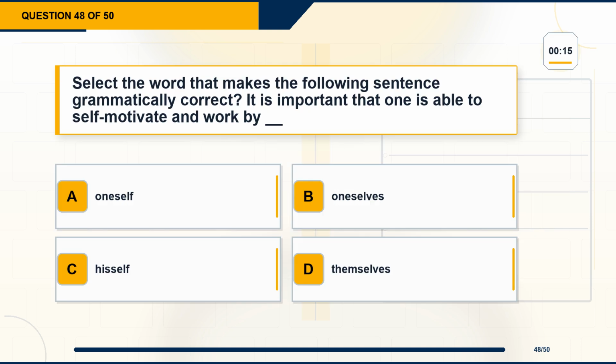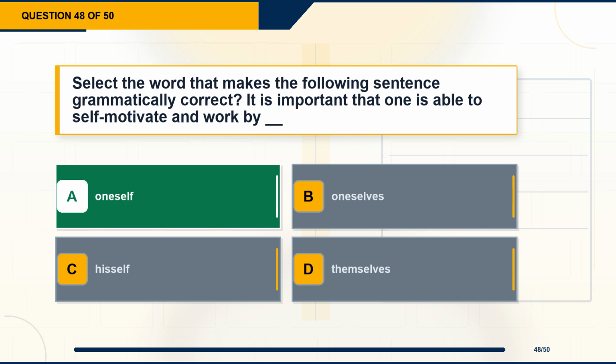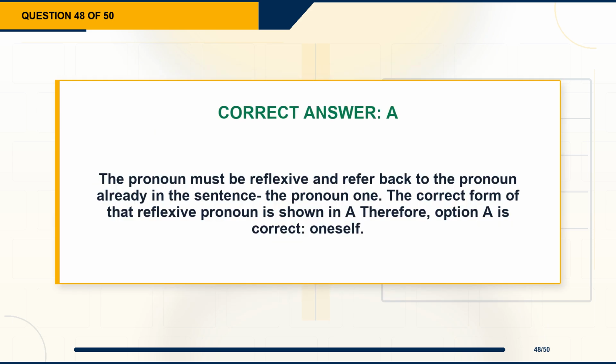Question 48. Select the word that makes the following sentence grammatically correct. It is important that one is able to self-motivate and work by blank. Option A, oneself. Option B, oneselves. Option C, hisself. Option D, themselves. The correct answer is option A, oneself. Explanation. The pronoun must be reflexive and refer back to the pronoun already in the sentence, the pronoun one. The correct form of that reflexive pronoun is shown in A, therefore, option A is correct, oneself.